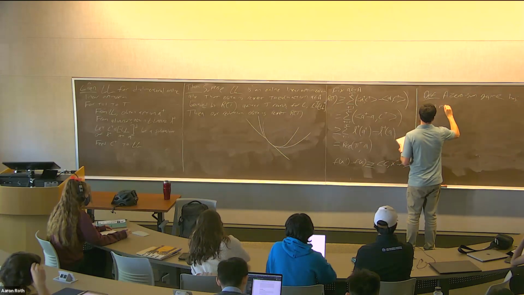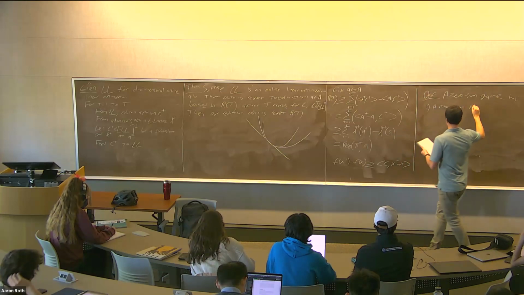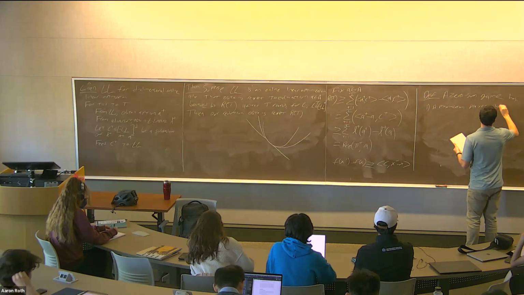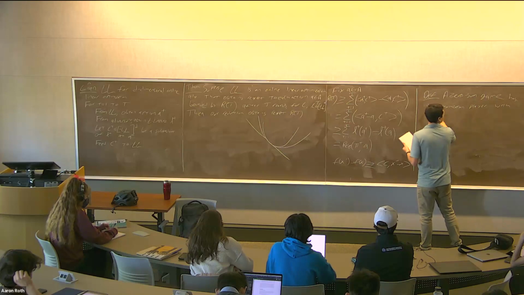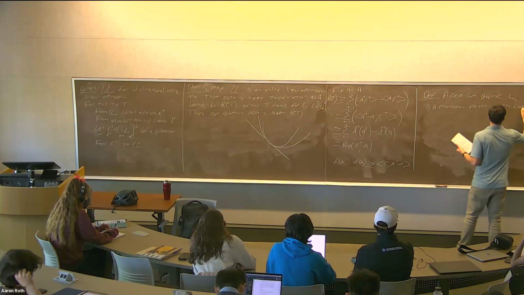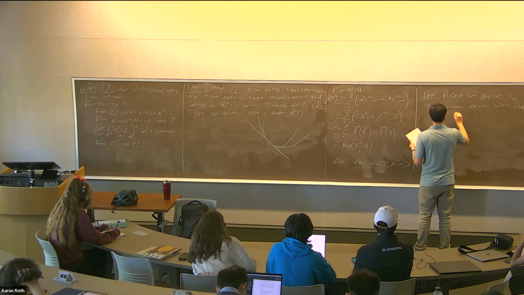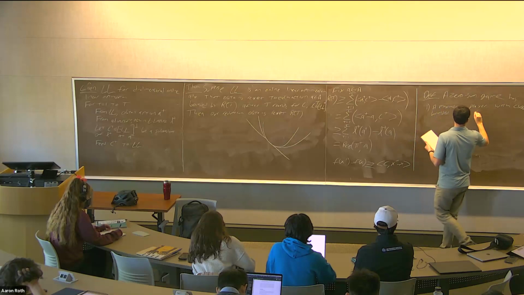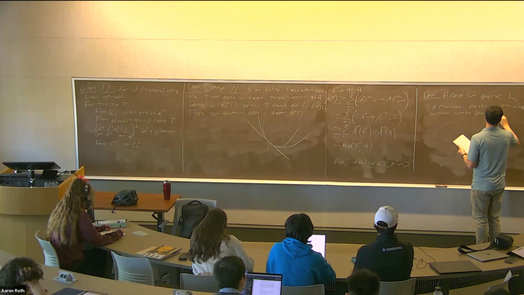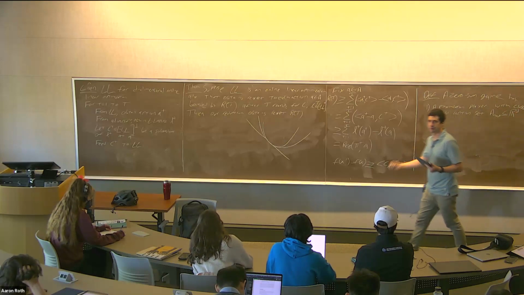A zero-sum game is defined by a maximization player with a closed, bounded action set, which I'll call A max, and I'll assume is embedded somehow in R to the D, so it's a subset of vectors.